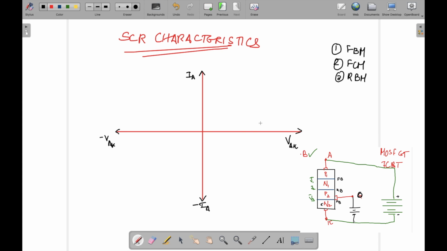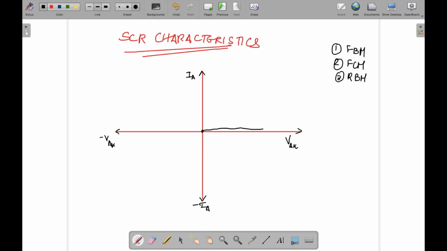Okay, so now what happens is, in the forward blocking mode, I will be not applying the gate. Okay, so if you look at the current flow, you can see that there will be a small current which will be flowing like this, which is known as the leakage current. This leakage current is actually very insignificant or very less value, and then it reaches here.